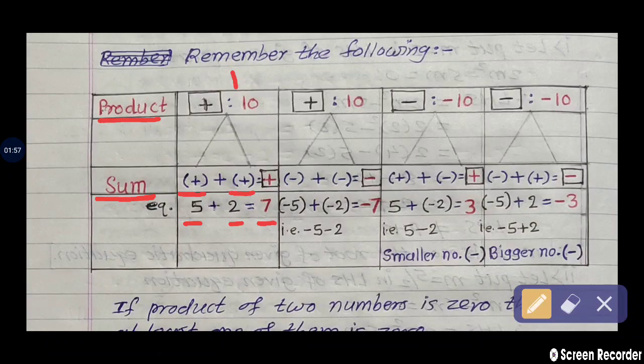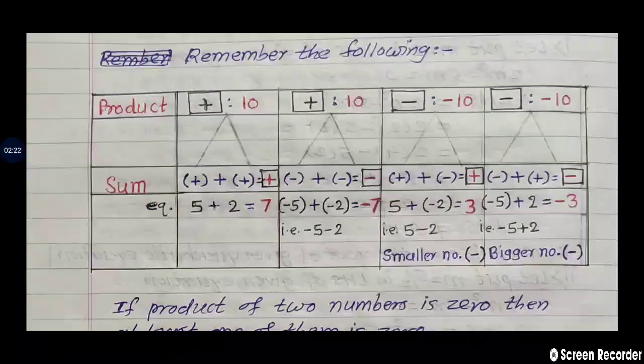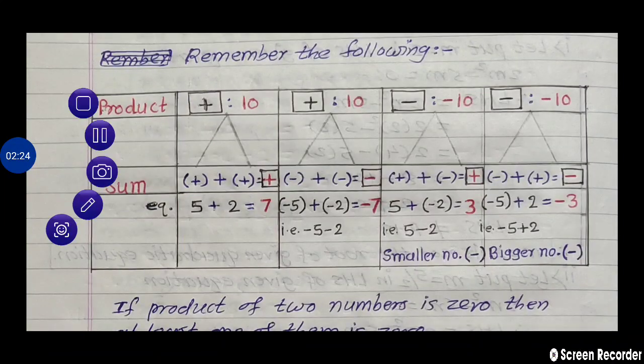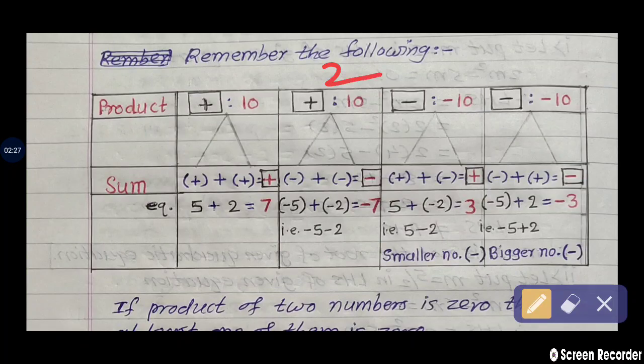And if we multiply these two positive numbers, 5 multiplied by 2, both numbers are positive, then the product is also positive. Remember this. Sum is also plus and product is also plus. When both the numbers are positive, then the product as well as the sum, both are positive. Second rule is given here. Product is plus and sum is minus.